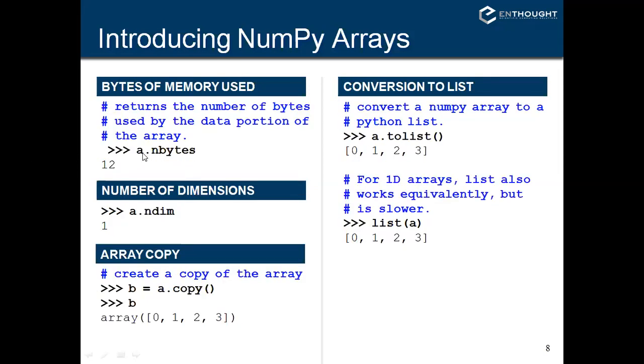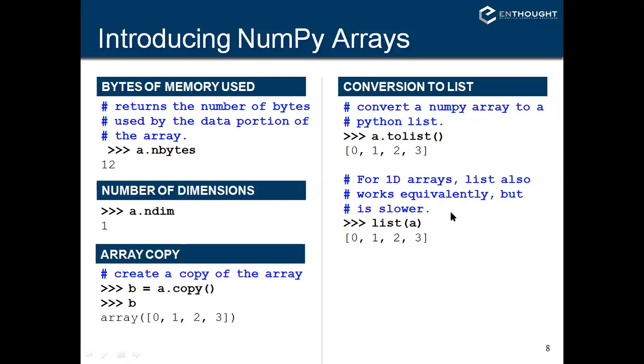So the array is taking n bytes. If you wish to check the number of dimensions it has, a dot ndim gives one. If you wish to copy, there is a simple process to copy. Then, if you wish to convert an array into a list, you have the facility, a dot tolist, giving 0, 1, 2, 3, 4, right?